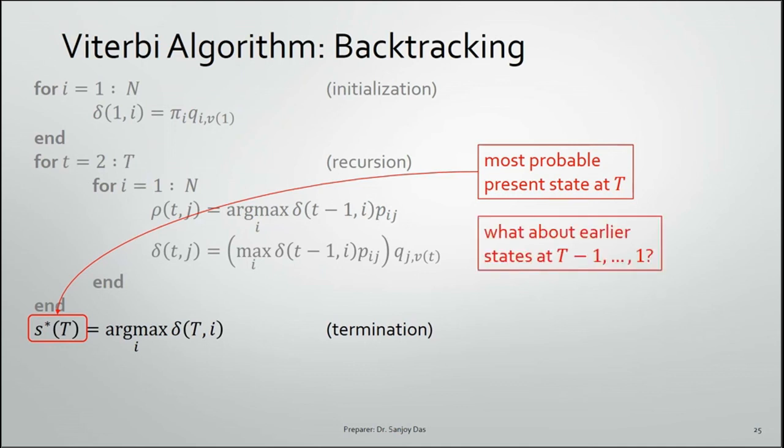What about earlier states, t minus 1 until 1? Actually, this is not the previous state, it's the most probable current state at time t, because t is the current time. And what about the earlier states? T minus 1 through 1. So for that, we have to backtrack.